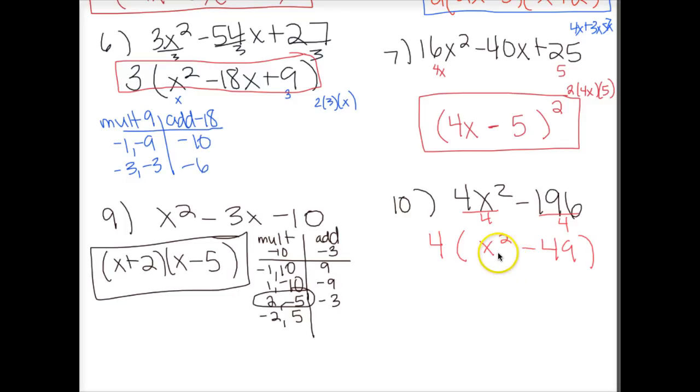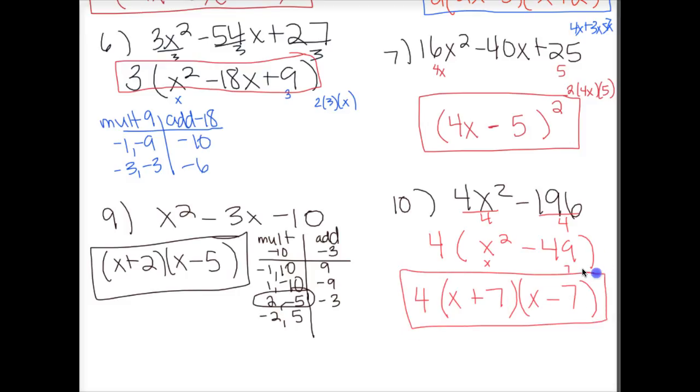So I only need to ask myself, is this a difference of squares? Which, yes, it is. These both have perfect square roots, and it is a difference, a minus. So the square root of x squared is x, square root of 49 is 7. On difference of squares, it's not like a PST. It's not a single parenthesis squared. It's two parentheses, one with a plus, one with a minus. Square root of the front goes in the front. Square root of the back goes in the back. So 4 times x plus 7 times x minus 7.